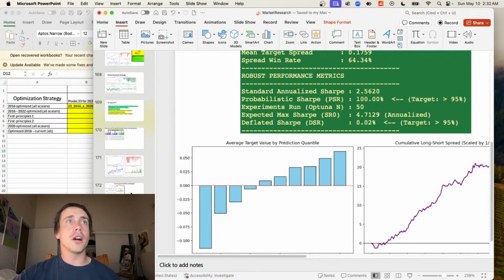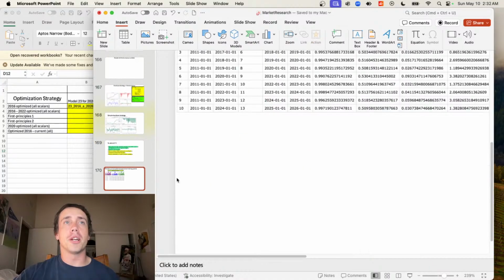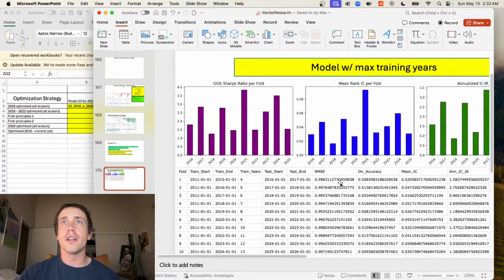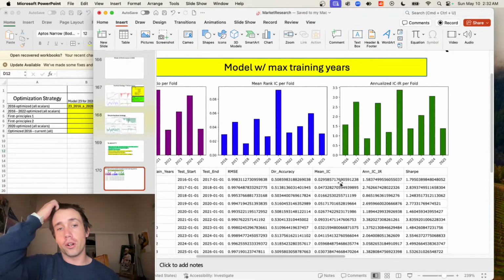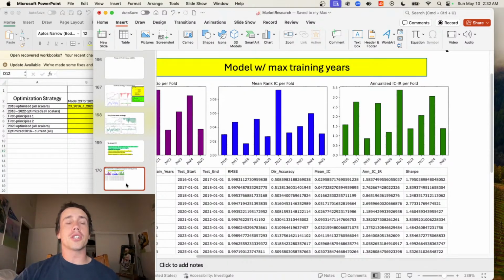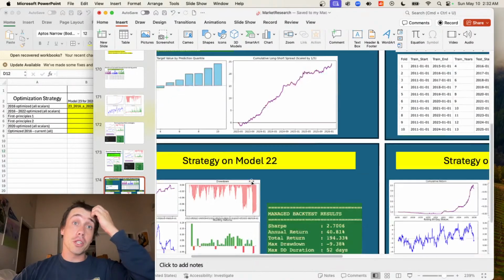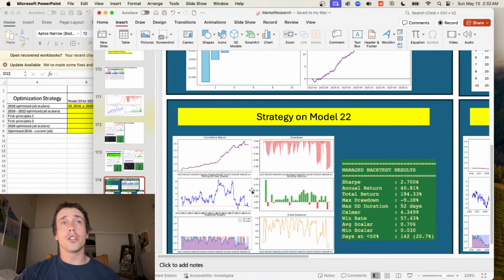And then when I did a walk forward analysis by training a different model for each year from 2016 through 2025, it's still hitting my goals for all of the metrics on every year. And so these 3 things combined show that this is a really robust strategy. So the next step was to implement a portfolio strategy on this model.